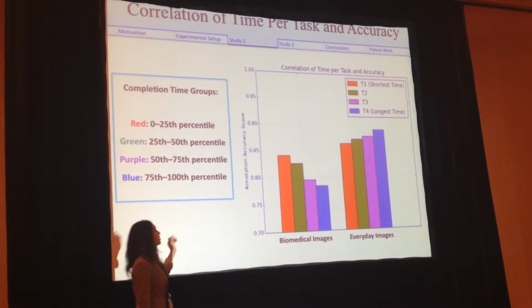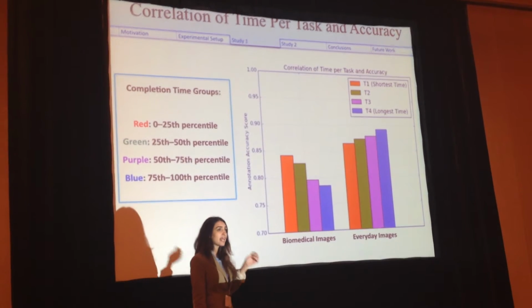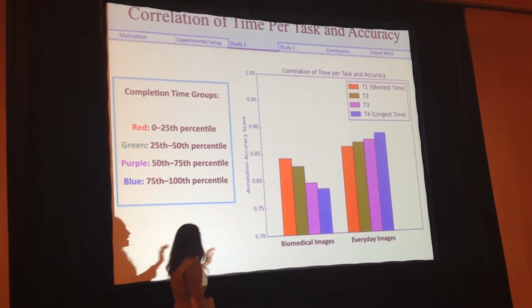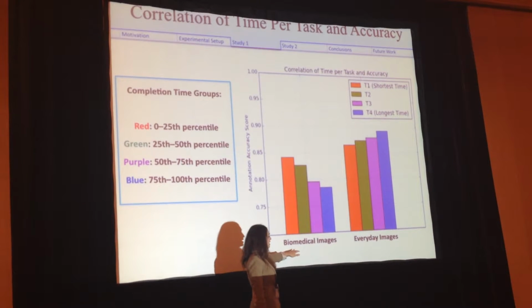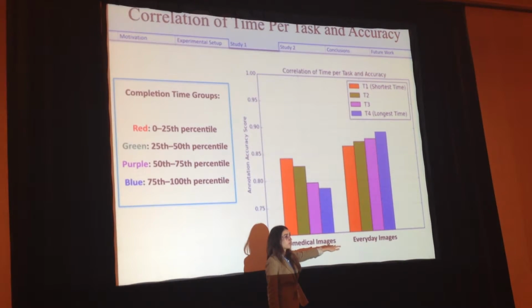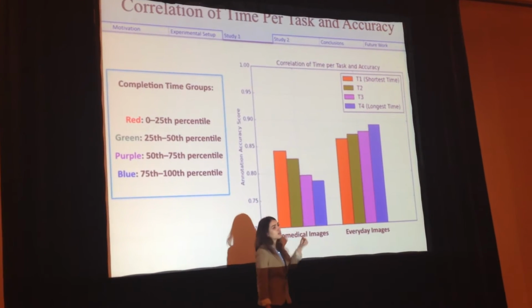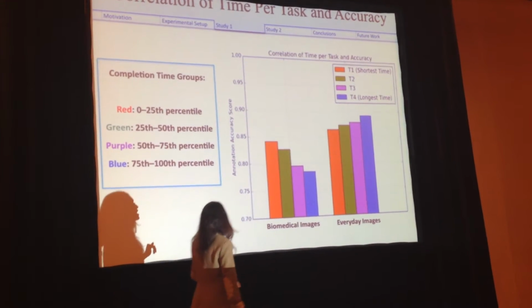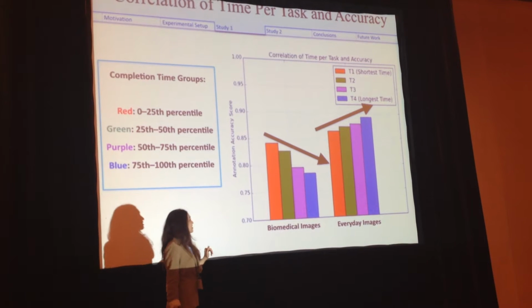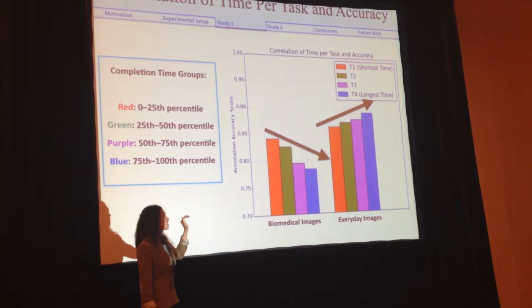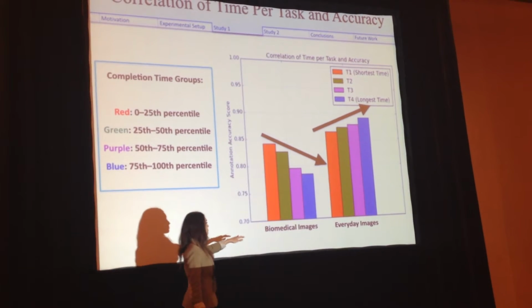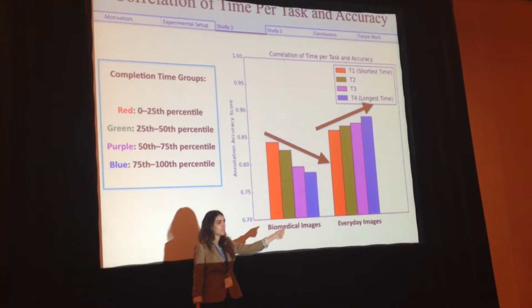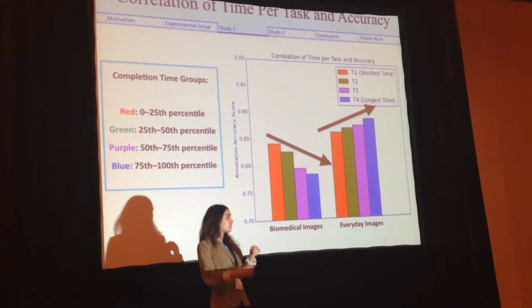We wanted to see whether there is a correlation between time per task and accuracy of crowd drawing. On the left, you will see the results for biomedical images. On the right, you see the result for everyday images. These 4 colors are associated with those 4 groups that I explained in the previous slide. And as you can see here, there is a complete opposite behavior that you see in biomedical images and everyday images. So the pattern is quite opposite.